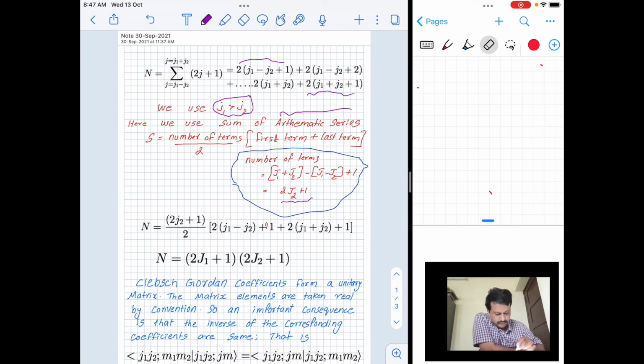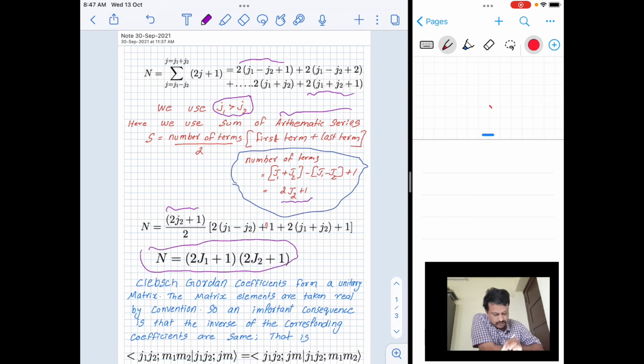Just subtract: j1 plus j2 is the first term, and the last term is j1 minus j2. We add 1, so finally we get the number of terms, that is 2j2 plus 1. Now, number of terms 2j2 plus 1 divided by 2, into first term 2(j1 minus j2) plus 1, plus last term 2(j1 plus j2) plus 1. So the final answer we get is N equal to (2j1 plus 1)(2j2 plus 1).